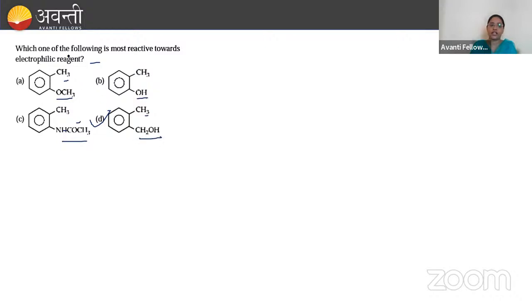So for an electrophilic reagent, if the electrophile is going to attack, then we should have a good nucleophilic site, right? So option D is the correct option here because it is having a good donation from CH2OH also and CH3 also. So our option will be option D. Any doubt in this?